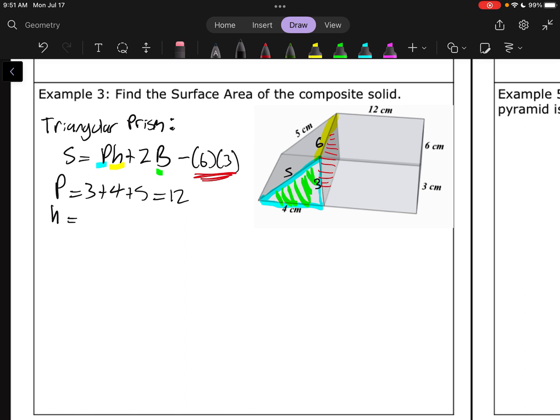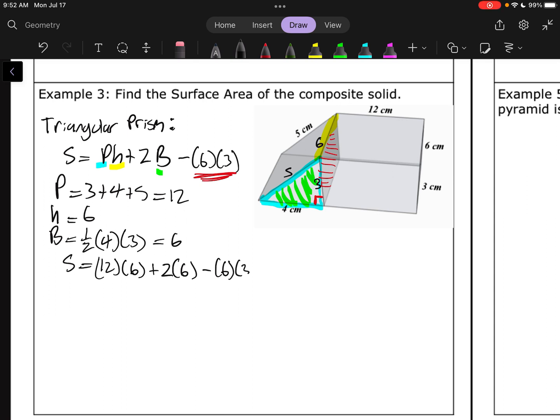Our H, the height of the thing, was 6. We said that. The area of the base, it is a triangle, so we need to do 1/2 base times height, because that would be the right angle in there. That is a 3, 4, 5 right triangle, so that's got to be a right angle right there. Half of 12 is 6. Okay, so let's plug that in now. So that would be 12 times 6 plus 2 times 6 minus 6 times 3.